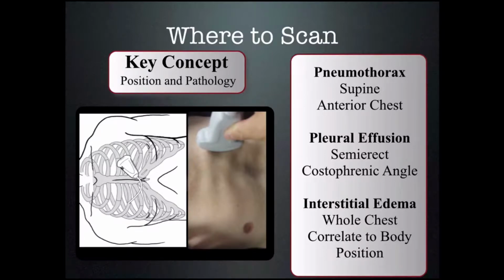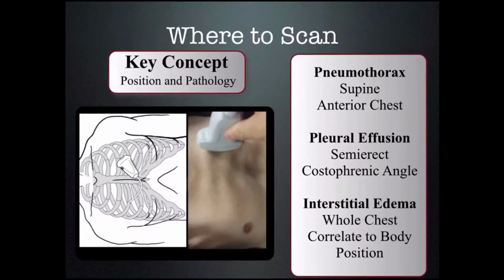For a pleural effusion, I like for the fluid to collect in the bases, and I want it to be the largest collection possible. Therefore, I usually have the patient sitting semi-erect, and I look at the costophrenic angle, which is the lowest, most dependent portion of the chest cavity.